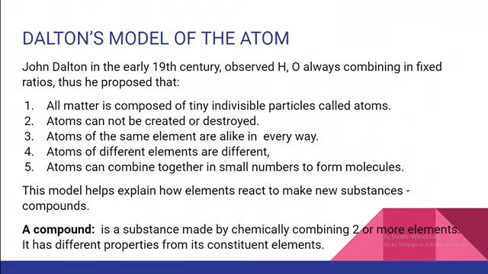So what is a compound? A compound is basically a substance that is made by chemically combining two or more elements in fixed ratios. It has different properties from its constituent elements. So what this means is that iron sulfide, for example, is a compound, and it's made up of its constituent elements iron and sulfur. However, although iron is magnetic, iron sulfide isn't. So this is the difference in properties.